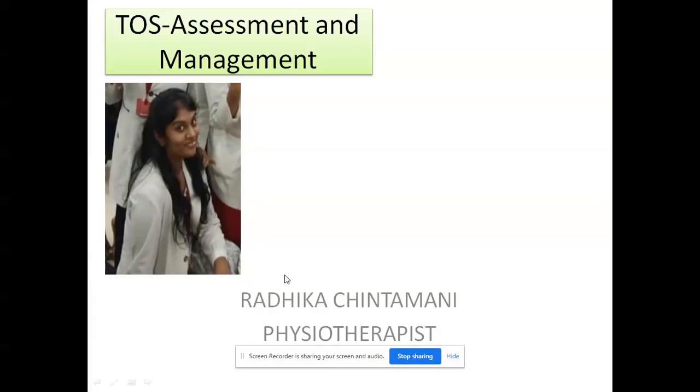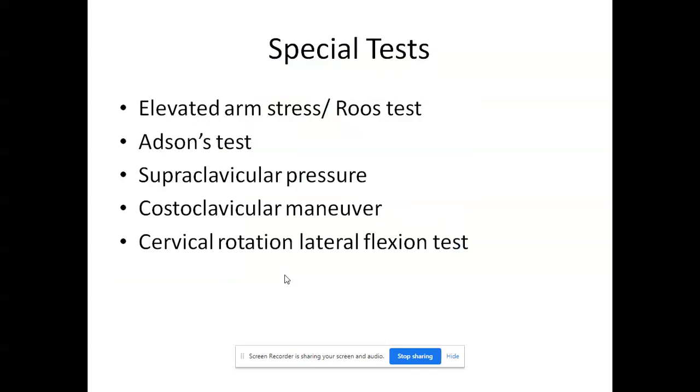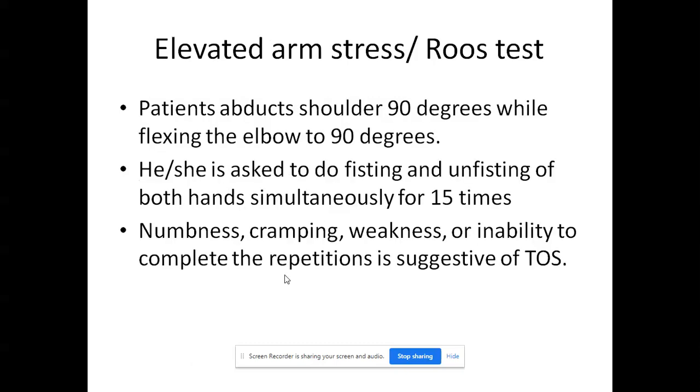Good morning, everyone. Let's start with today's topic, that is TOS Assessment and Management. Coming to the assessment part, we have something known as physical diagnostic test or special test, wherein the physiotherapist performs some test to identify whether the person is suffering from that syndrome or not. So there are some special tests to diagnose TOS, whether the person has TOS or not. These are the listed tests. We'll deal with them one by one.